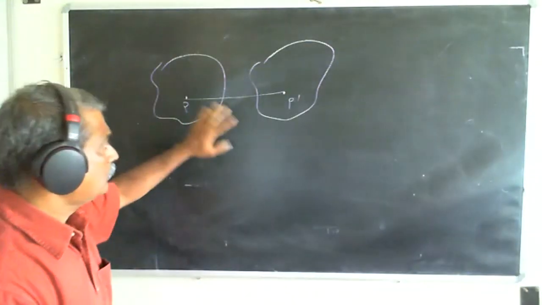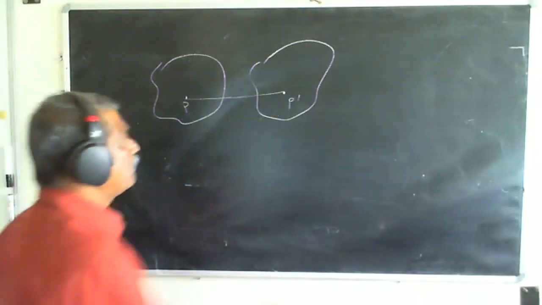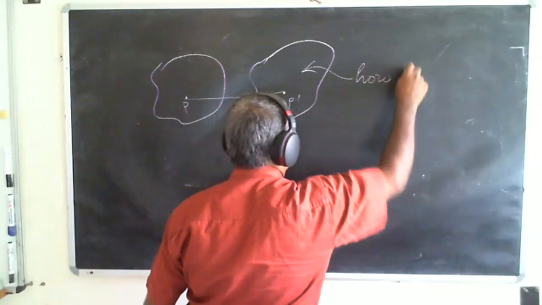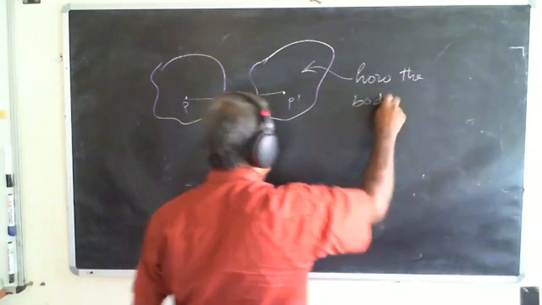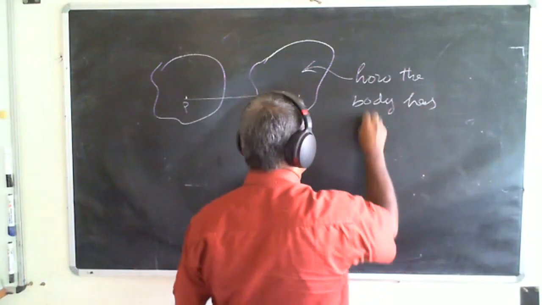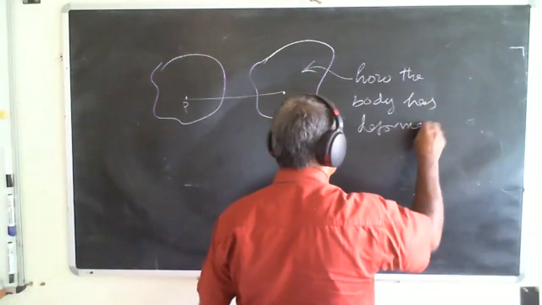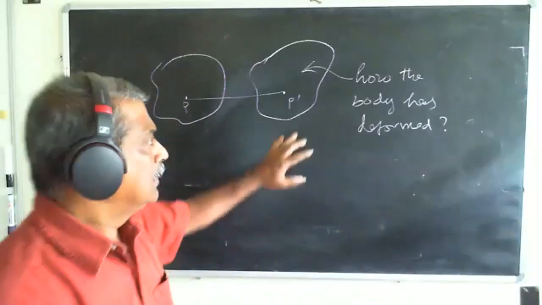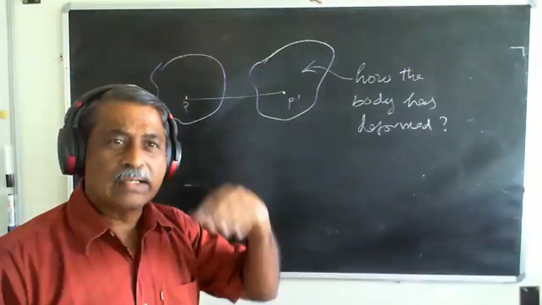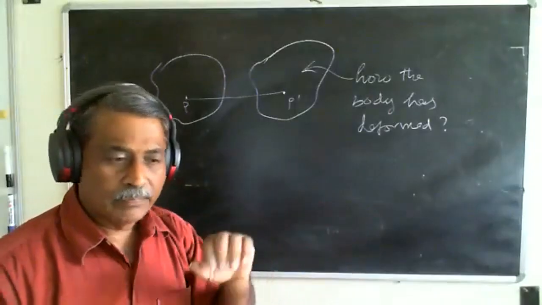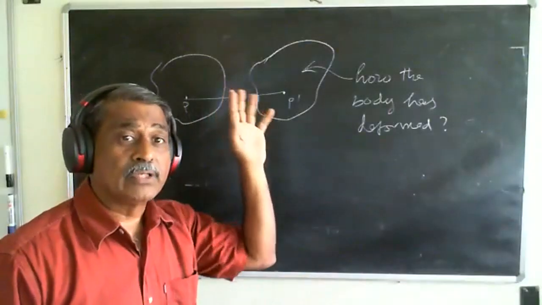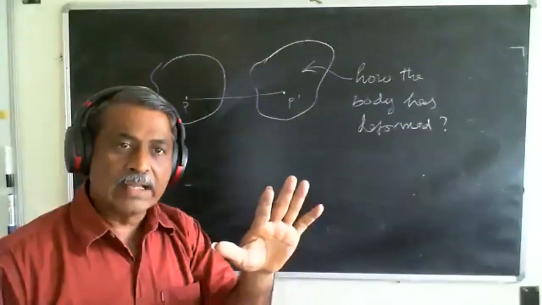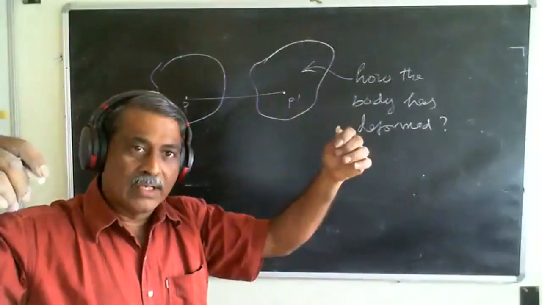Okay, we wish to find out what? We wish to find out how the body has deformed. That's the question we want to ask. And this question, I'm going to make it a very simple question. You can complicate it to the extent possible, but we're going to make it very simple from whatever our understanding has been in terms of elongation in one dimension.